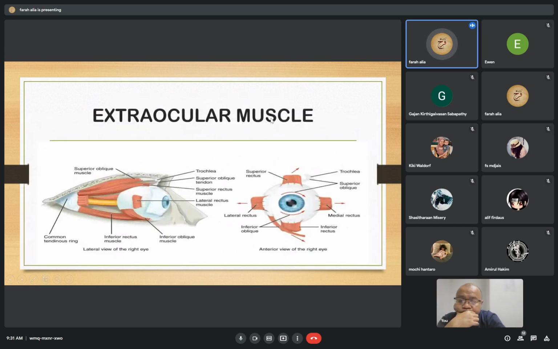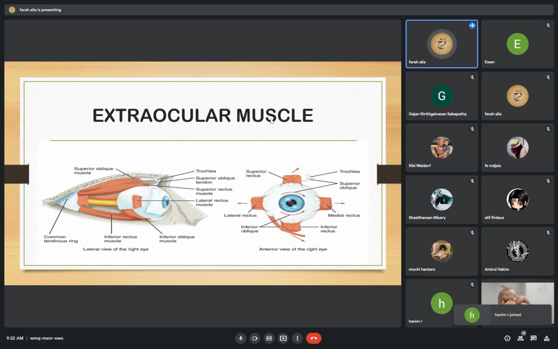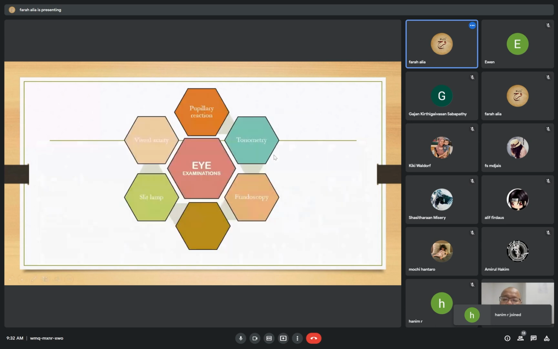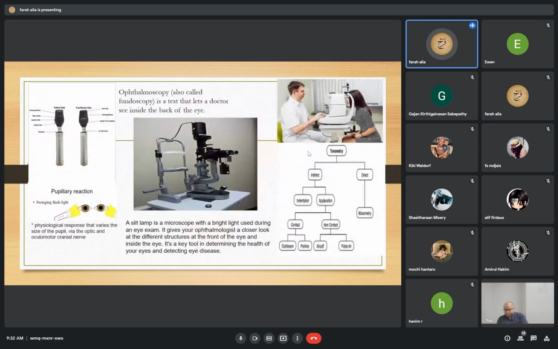There are 6 extraocular muscles of the eye: medial rectus, superior rectus, inferior rectus, lateral rectus, superior oblique, and inferior oblique. Each muscle has its own function. For the eye examination, usually we can do slit lamp, visual acuity, pupillary reaction, tonometry, and fundoscopy. These are the types of eye examination.